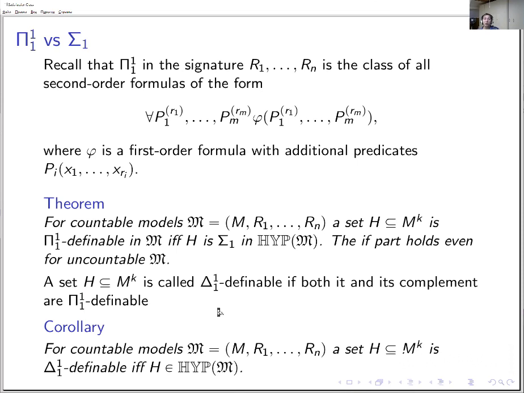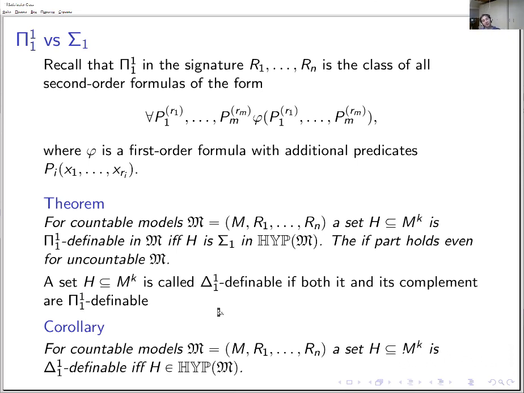Now the theorem means that sigma one definability in heap of M is the same as pi 1 1 definability in M, at least for countable models M. One part of the implication holds for all models: sigma one sets in heap are pi 1 1 definable. That always holds, but the other direction holds only for countable models.